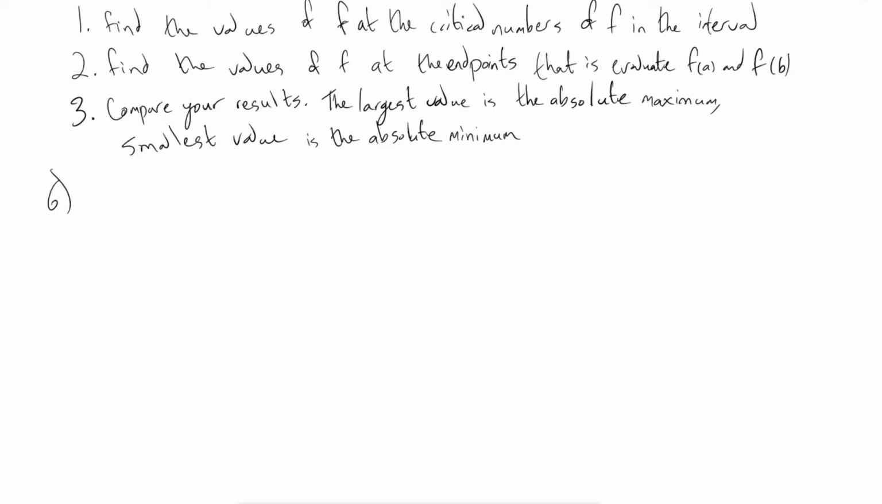Example number 6 has us return to our function that we just derived in 5a, x cubed plus 6x squared plus 9x plus 2. But we now have a restriction. It is restricted between negative 3.5 and positive 1. If I want to write that in interval notation, I'm going to use my square brackets. That's [-3.5, 1]. So let's follow our steps.